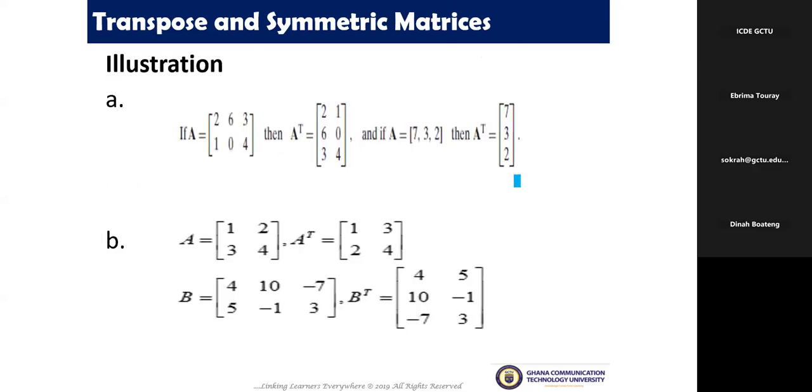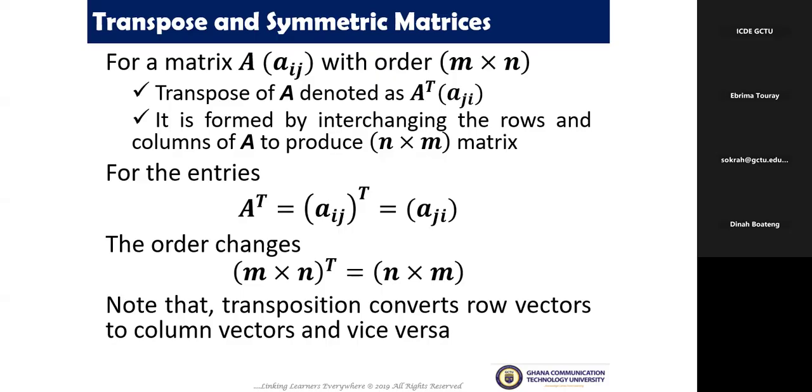Now I'm on transpose of matrices. How do we transpose a matrix? I'll give you a matrix and ask you to transpose it. And this is how we denote the transpose of the matrix A. When you see A raised to the power T, the T can be a small letter or capital letter. They mean the same thing. This refers to the transpose of the matrix A.